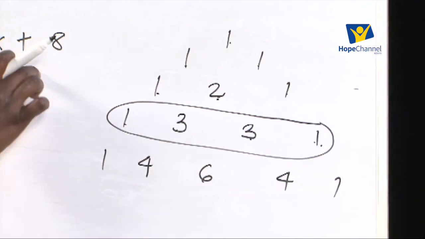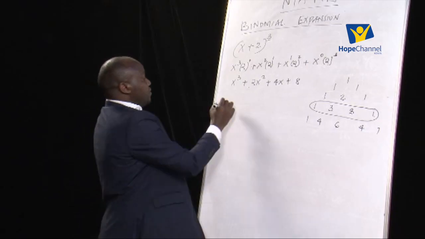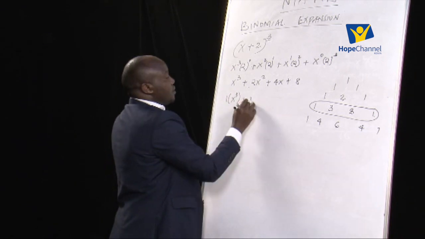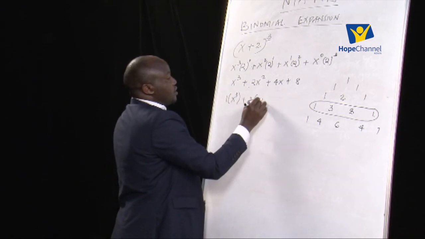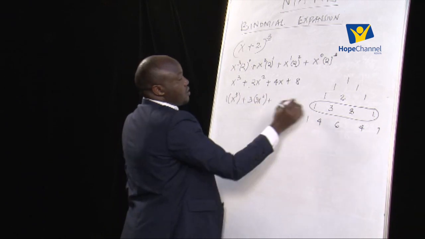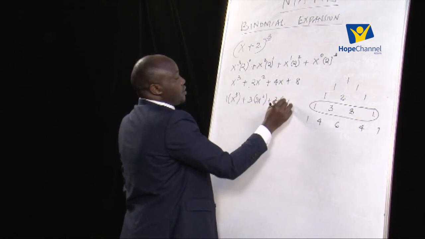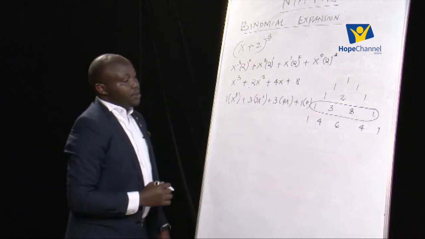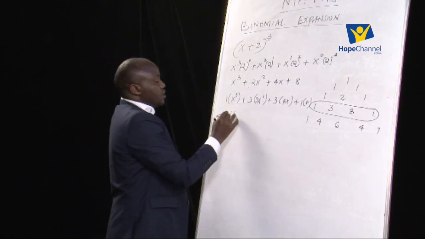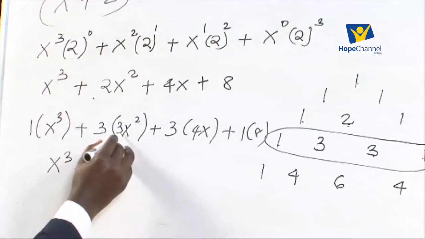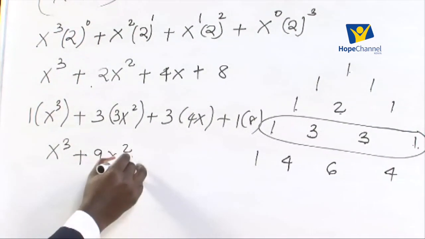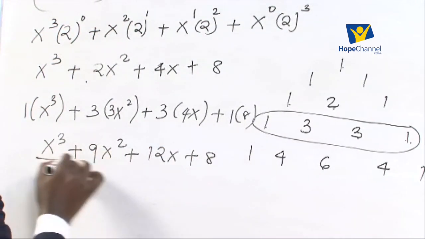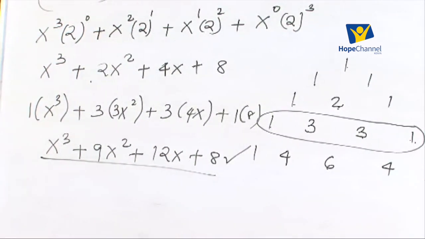Take them to where we have your expanded equation. We have 1 into x cubed, plus 3 into 2x squared, plus 3 into 4x, plus 1 into 8. Open the bracket. We have 1 times this is x cubed, plus this is 6x squared, plus 12x, plus 8. Now this becomes your rightful expansion.